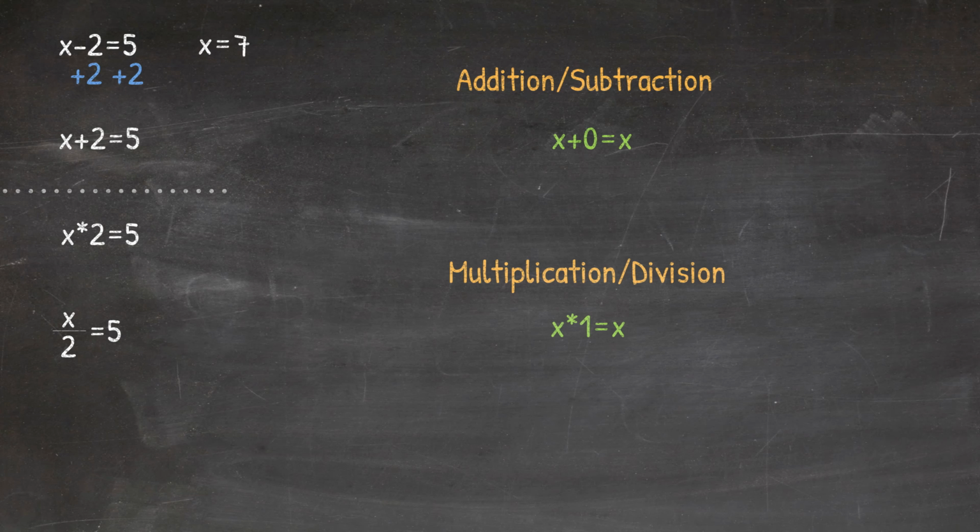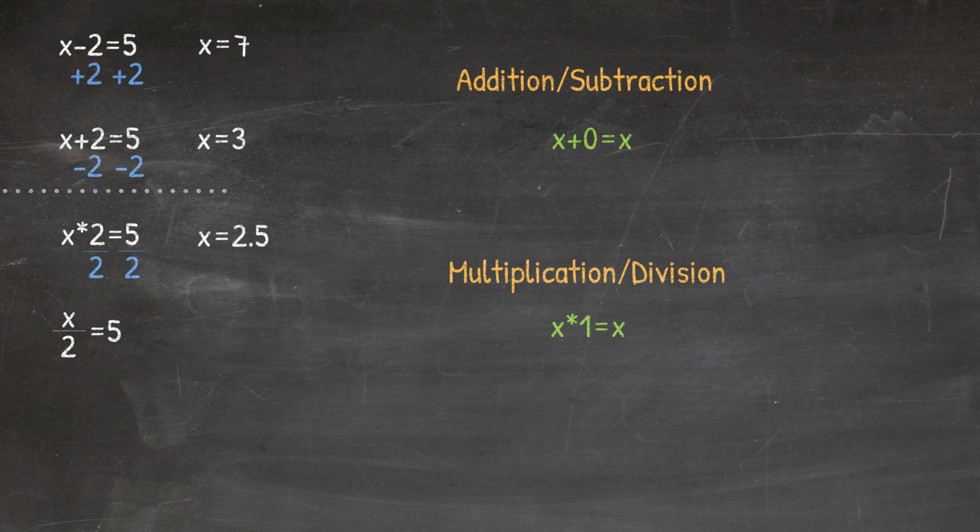In the second equation, x plus 2 equals 5. The opposite of plus 2 would be minus 2. And of course, we have to apply it to both sides. And as the final setup, we get isolated x on the left side equals 3. In example number 3, x times 2 equals 5. The opposite of multiplication is division. So we divide by 2 both sides. And our answer is 2.5.